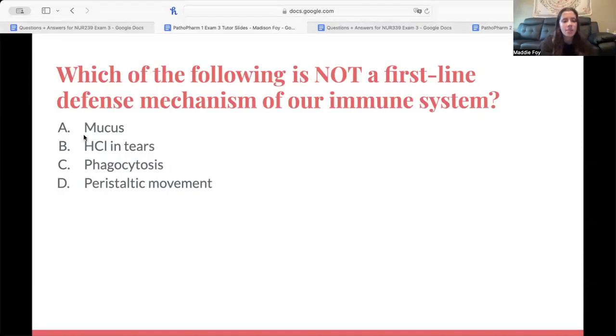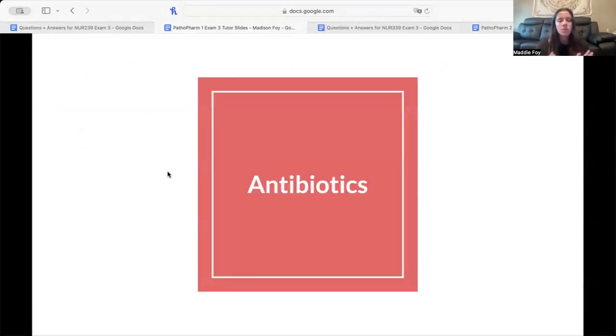Awesome. Yes, you guys are saying C. Perfect. That's going to be the secondary and tertiary defense mechanisms. But the other three, mucus, tears, and the peristaltic movement of your gastrointestinal system are all primary first line defense mechanisms.